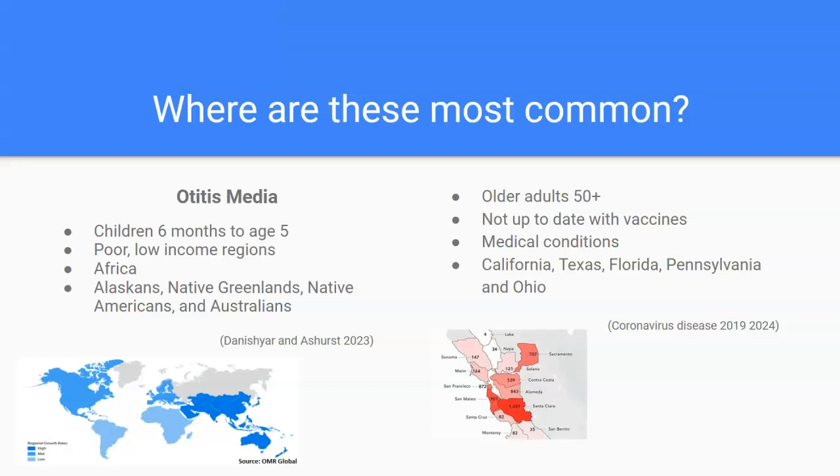People who are more likely to get COVID are older adults, ages 50 or up, and people who are unvaccinated and do not stay up to date. Other people who are more at risk are people with certain medical conditions such as chronic lung diseases, heart diseases, or a weakened immune system. The top 5 states COVID is most common in are California, Texas, Florida, Pennsylvania, and Ohio.